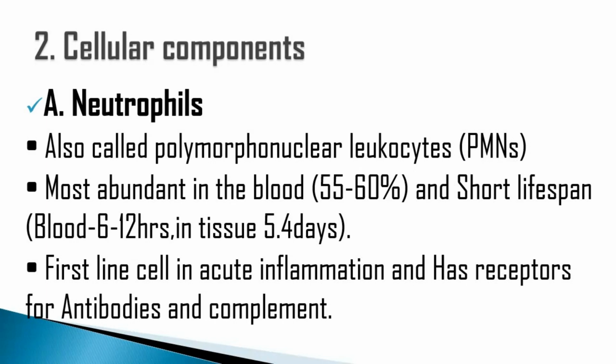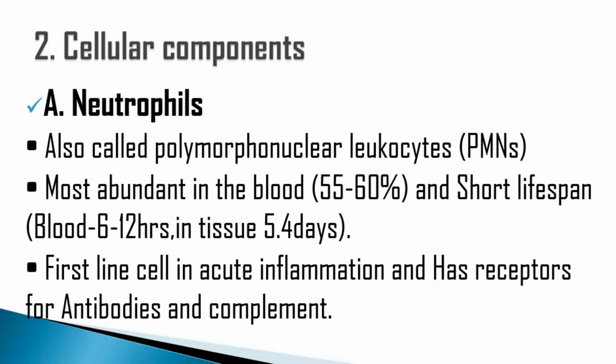Neutrophils are the most abundant white blood cells in the blood. They are about 55% of the total white blood cells, and they have a very short lifespan. In the blood, they only live for 6 to 12 hours. In the tissues, they only live for about 4 to 5 days. These are the first line cells in acute inflammation, and they have receptors for antibodies and the complement system.